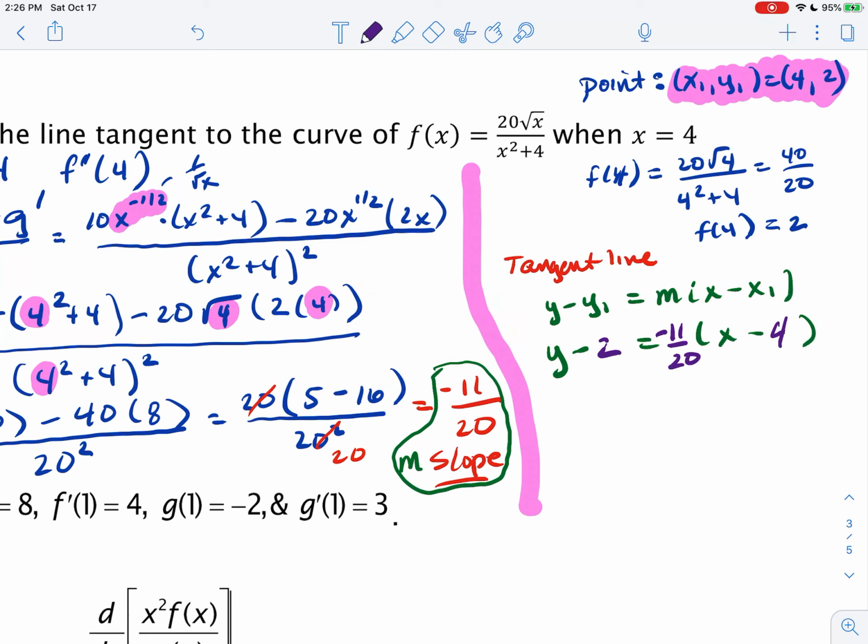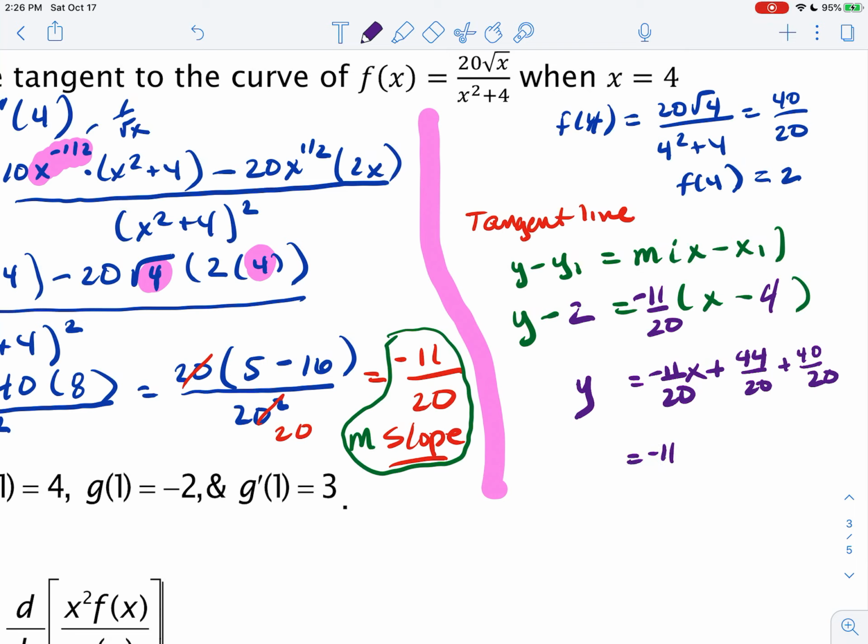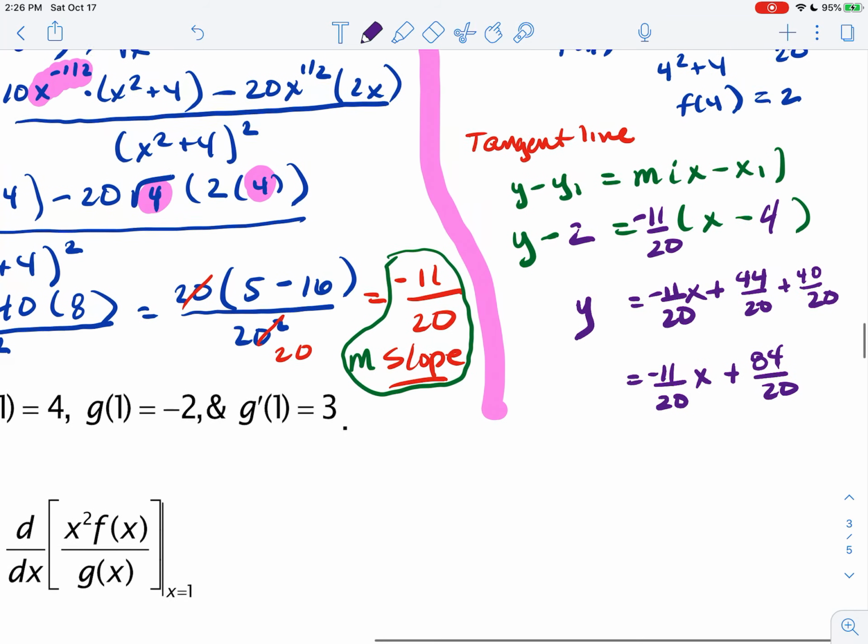Of course, you can distribute and simplify, right? So I can say that this is minus 11 over 20 x plus 44 over 20, and I can say this is y, and then if I add plus 2, that's going to be plus 40 over 20, and we end up with minus 11/20 x plus 84 over 20, and you can simplify that further if you want to call that 21 over 5, right? But you can keep it in this form. No need to oversimplify. That's nice.